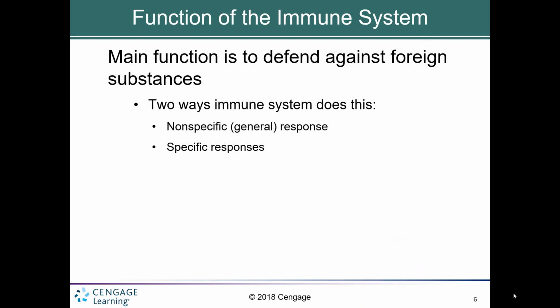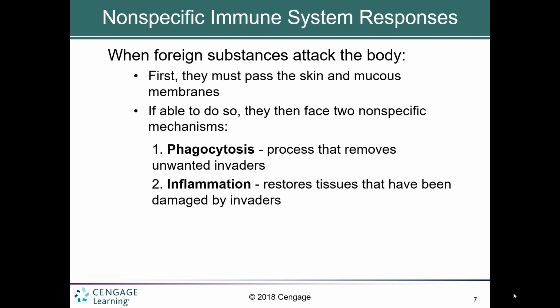Overall, the main function of the immune system is to defend against foreign substances that the body encounters. And it must be extraordinarily effective to prevent 100% of the invading bacteria, viruses, and fungi from damaging one's body. When foreign substances attack the body, they must pass through the skin and mucous membranes. If they are able to do that, then they face two non-specific mechanisms: phagocytosis or inflammation. Phagocytosis involves several mechanisms that can quickly result in the destruction of invading bacteria, viruses, and fungi. However, some invaders still escape this non-specific action, and inflammation occurs.